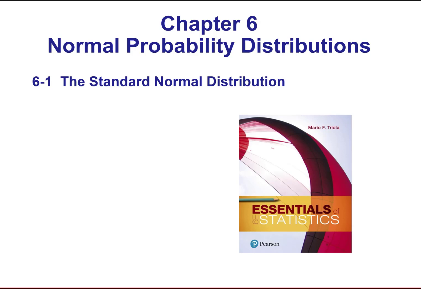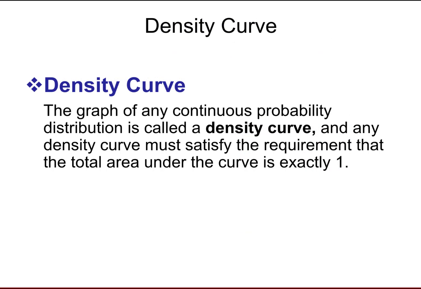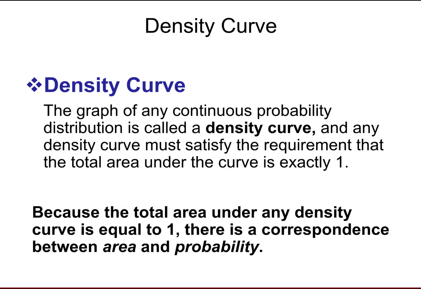So section 6.1 deals with the standard normal distribution, and we need some definitions first. So let's go ahead and take a look at a density curve. A density curve applies to a graph of a continuous probability distribution. If you remember in the last chapter, we looked at discrete probability distributions. Now we're going to talk about continuous. The continuous curve, or the density curve, has to satisfy the requirement that the total area under the curve is exactly 1. And because the area under the curve is 1, there's a correspondence between area and probability.